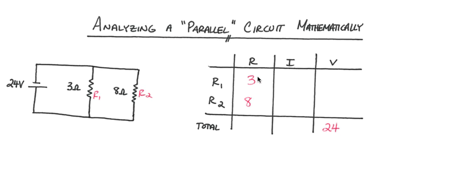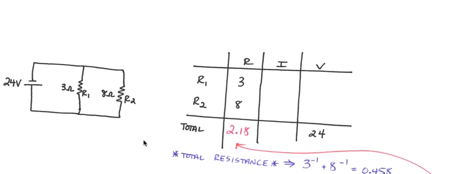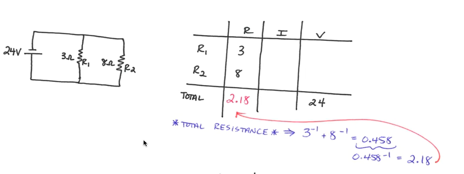So I've just entered in that R1 has a resistance of 3 ohms, R2 has a resistance of 8, and the total for the entire circuit has a voltage of 24 volts. So that's what I'm given. I filled this table out so far, and this is exactly the same procedure as when we analyzed series circuits. The next step, however, is slightly different.